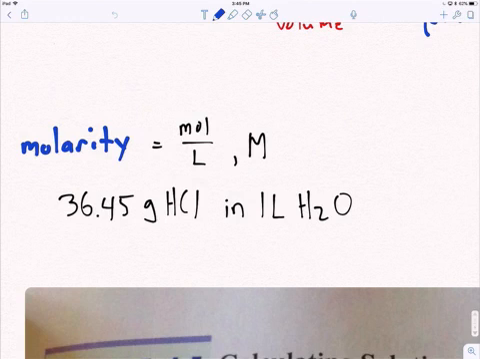Formulas are one thing, but they even label it on the bottle too. Anyways, you guys are tripping me out.